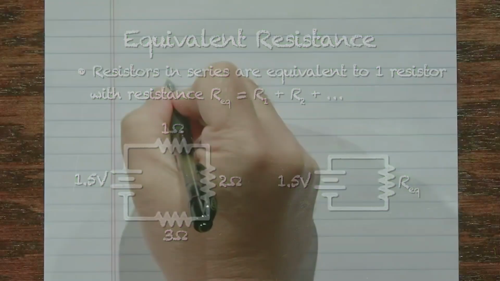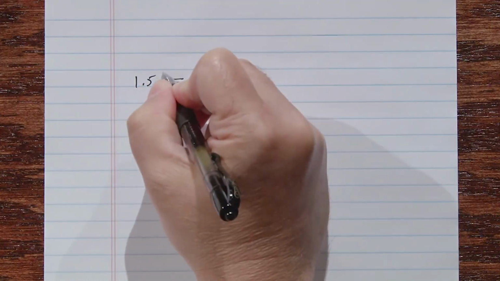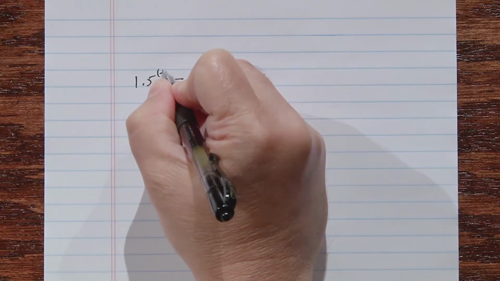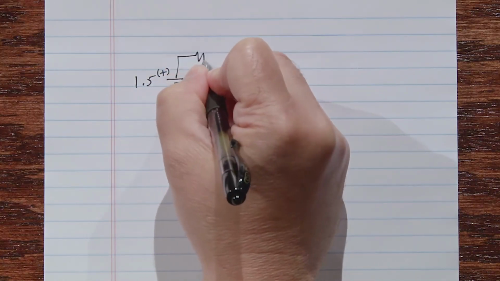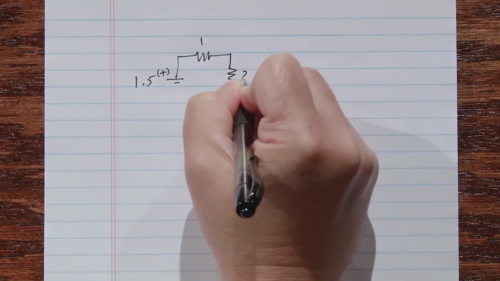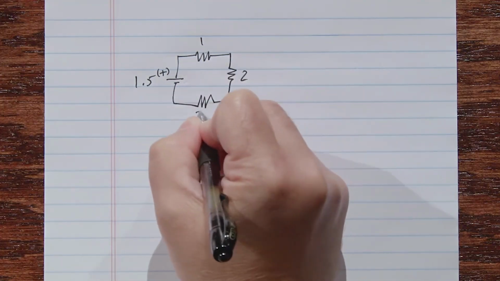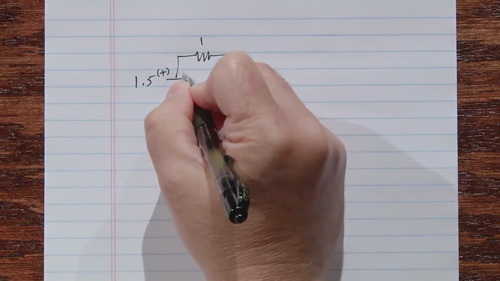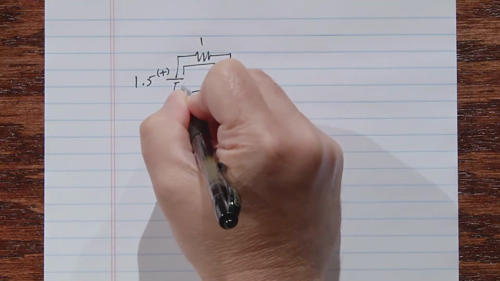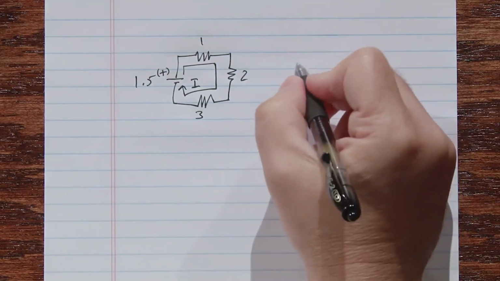Let me draw that circuit. I have a 1.5 volt battery. There's the positive side up here. And then I have a 1 ohm resistor, a 2 ohm resistor, and a 3 ohm resistor. And then I have an unknown current I flowing through them. Let's take a look at our Kirchhoff's voltage law.